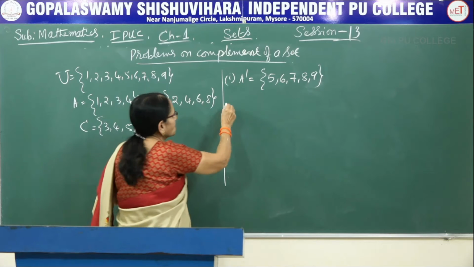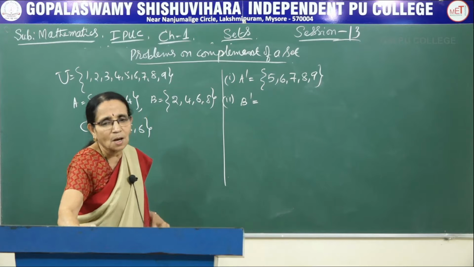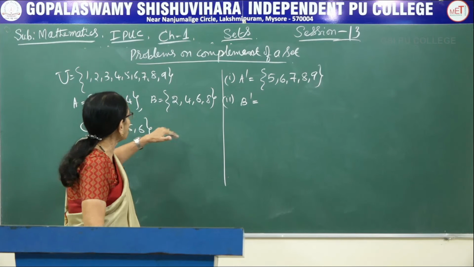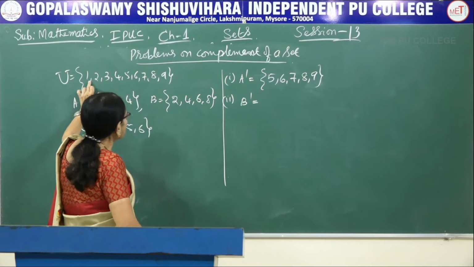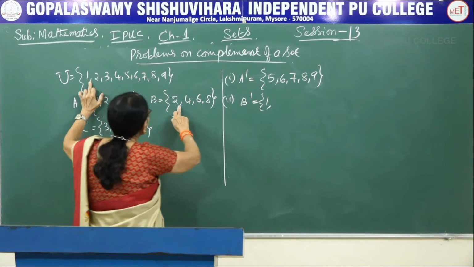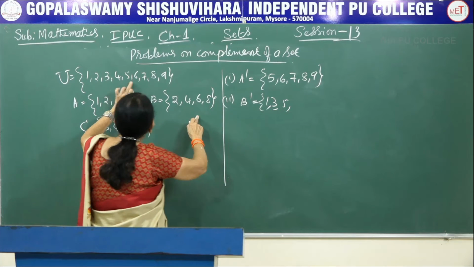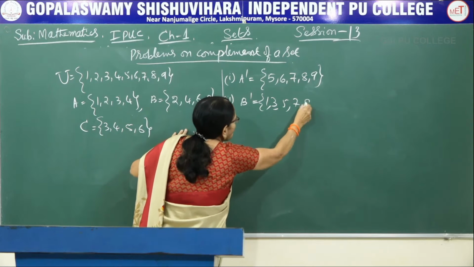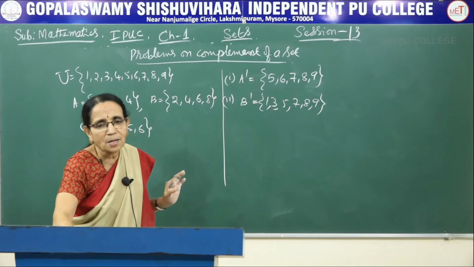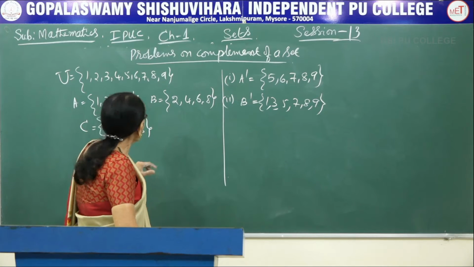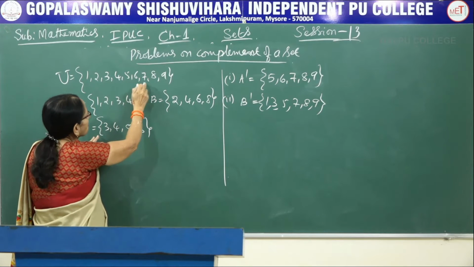Next is B dash, the second one. Find B dash. It can be expected for a 1 mark question. So, what are all the elements that are present in U but not in B? Now, B is 2, 4, 6, 8. So, 1 you can take here, 2 is there, don't take, then 3 you can take, 4 is there, omit that one, then 5, 6 you don't take, then it is 7, 8, 9. So, it is having the elements 1, 3, 5, 7, 9. Now, if C dash is asked, C is 3, 4, 5, 6, you can write 1, 2, then 7, 8, 9, like that you can write.